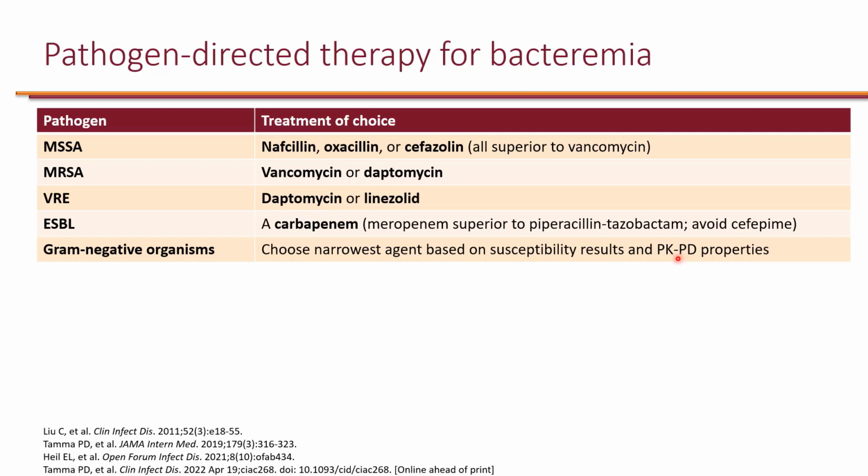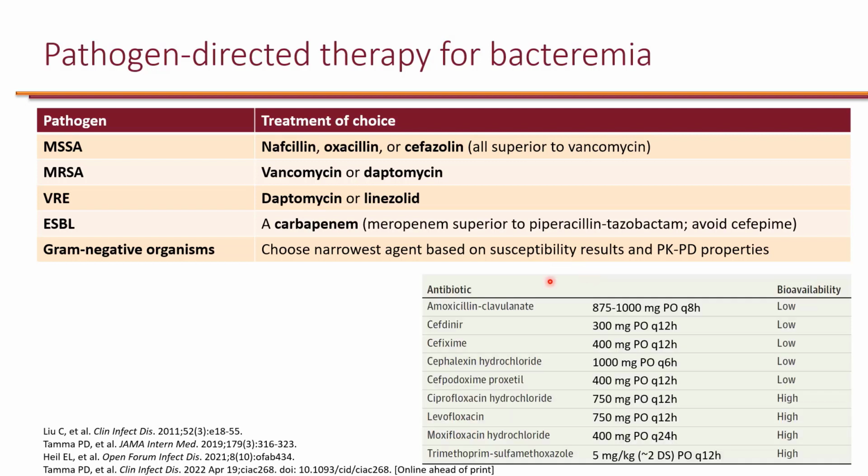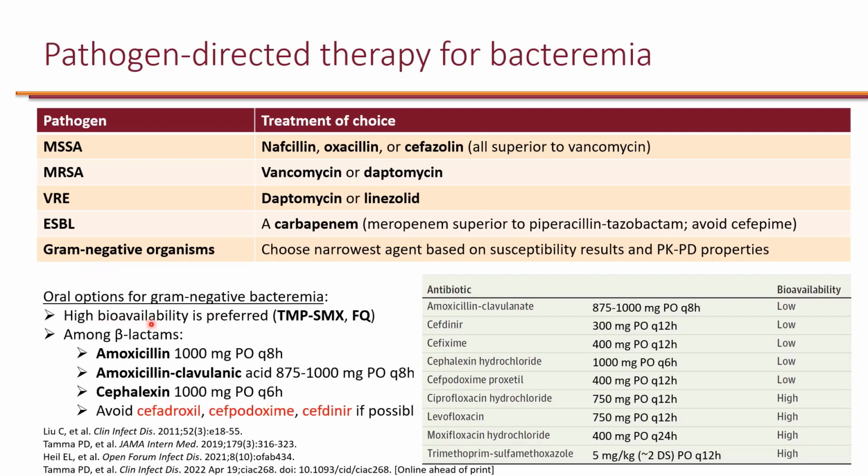And things like doxycycline and tigecycline are antibiotics that do not achieve high concentrations in the blood and should be avoided. Now, for oral treatment of gram-negative bacteremia, there are certainly more data when it comes to IV to PO switch for gram-negatives. And in general, we want to use high bioavailability drugs such as fluoroquinolones and trimsulfa. So you can see trimsulfa and fluoroquinolones have high bioavailability.